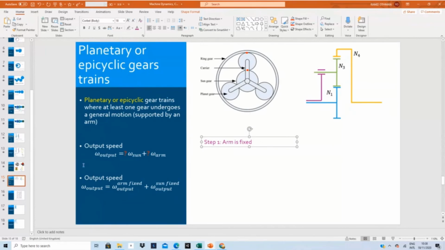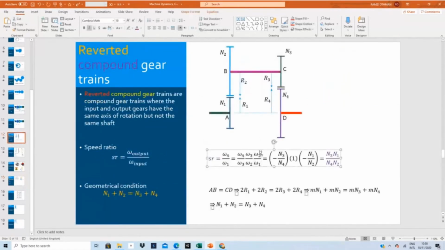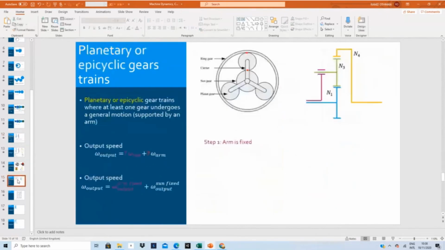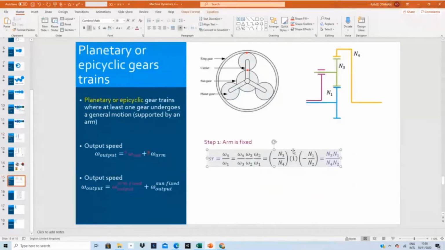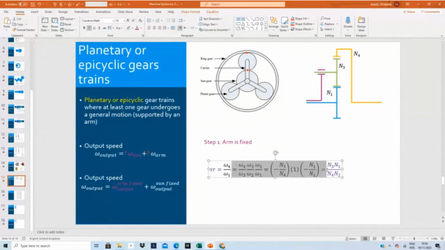So the arm is fixed, I'm calculating omega, this one. So I will calculate this part. If the arm is fixed, I will see only the effect of the sun. Now here, as the arm is fixed, all gears will have fixed axis rotation. So I can use what I have worked before. I can use exactly what I have worked before. The speed ratios will not be the same as here, but I can use the same equations.